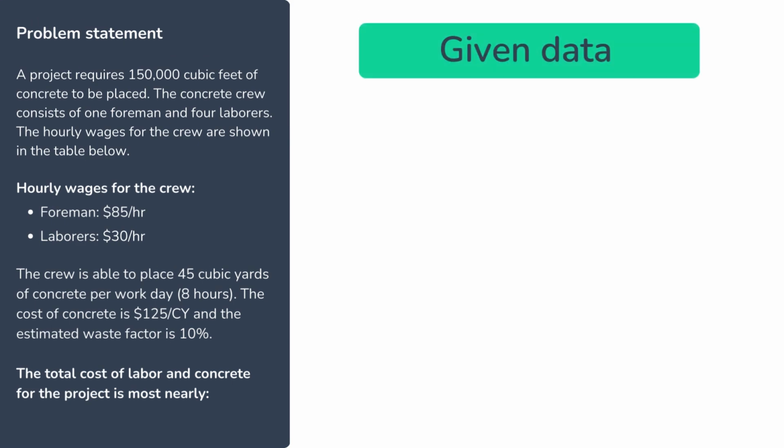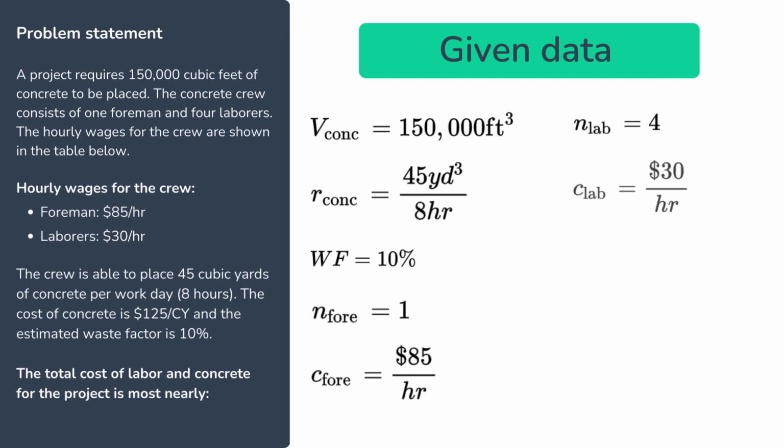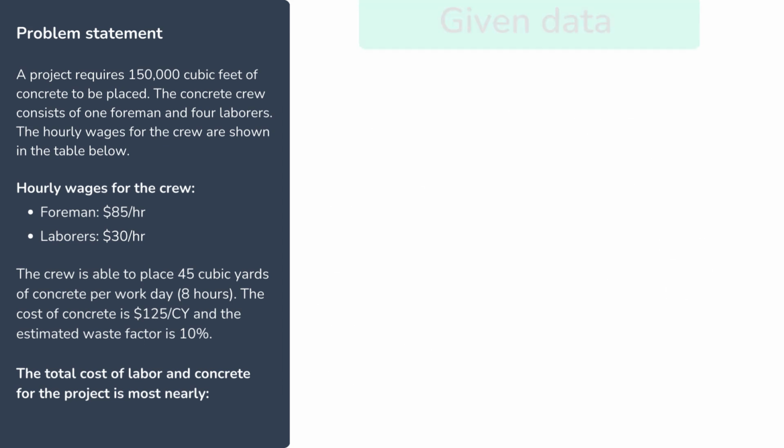So, let's go over what we know. We have 150,000 cubic feet of concrete to place. The crew's placement rate is 45 cubic yards every 8 hours. The waste factor is 10%. We have 1 foreman earning $85 per hour. We have 4 laborers, each earning $30 per hour. The cost of concrete is $125 per cubic yard.